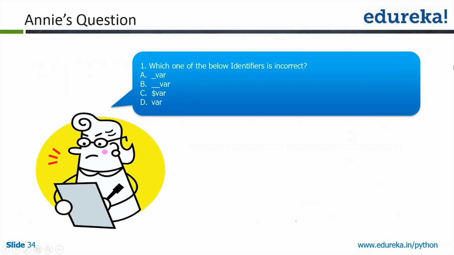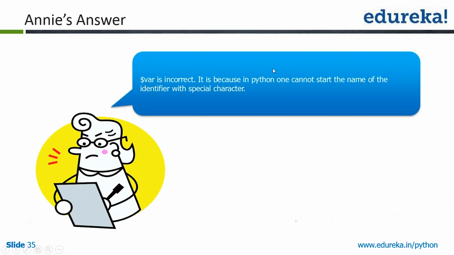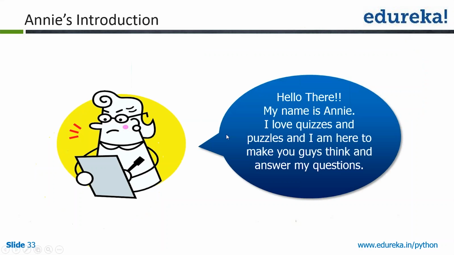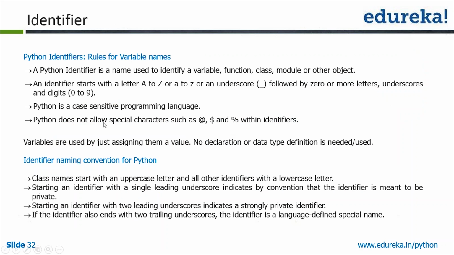Cool, all of you are spot on. Right, so $var is incorrect because if we recollect, the last line of the identifier naming rule says that @, $, and % cannot be within identifiers, and we have dollar in the third choice.